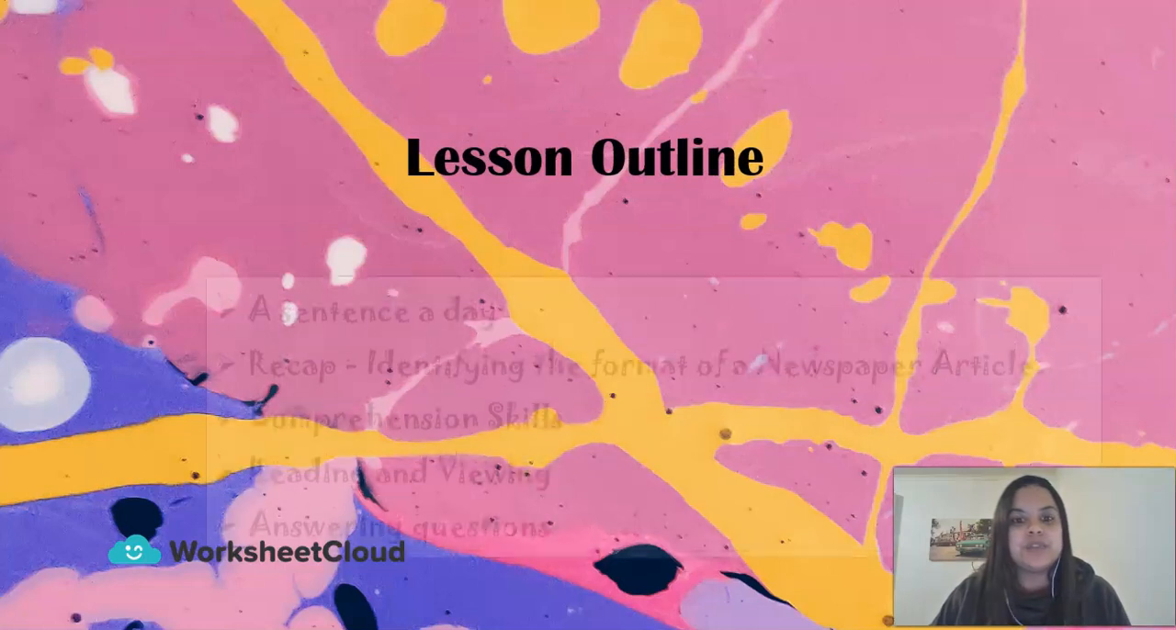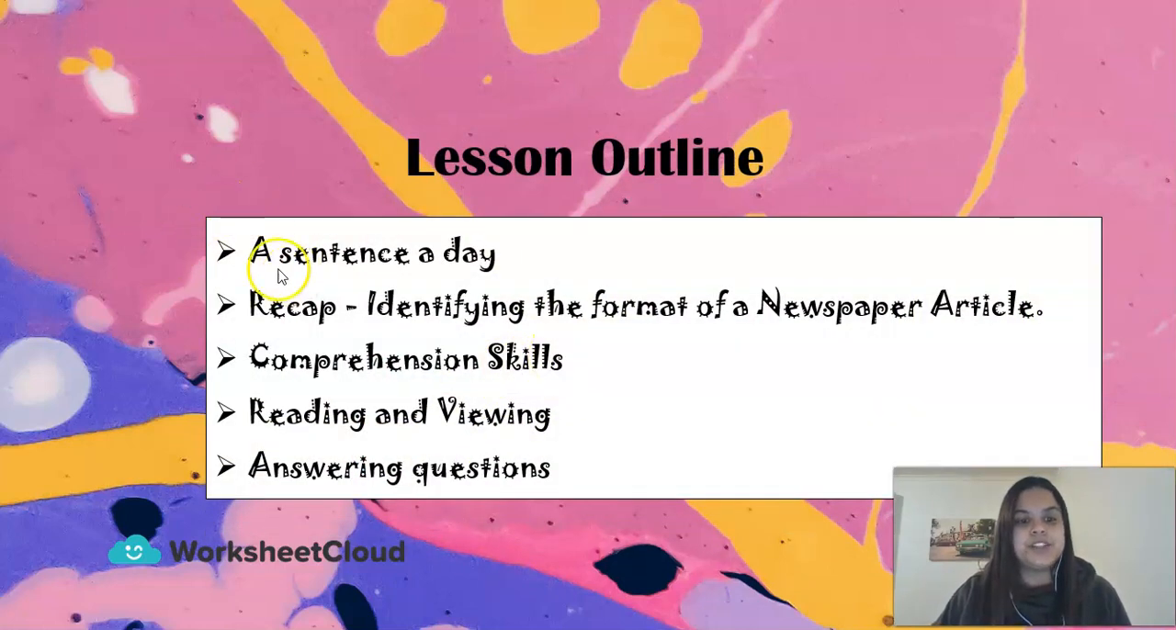So the lesson outline for today, we're going to be doing a sentence a day. I know you've missed that very much, grade fours. And then we're going to recap identifying the format of a newspaper article. We're going to be looking at comprehension skills because even though it's a non-fiction text, we still follow the same rules that we would if it was a fictional text, okay? And then we're going to be looking at the reading and viewing, where we're going to read the text, go through the text together, and then we're going to answer some questions. So that is the lesson outline for today.